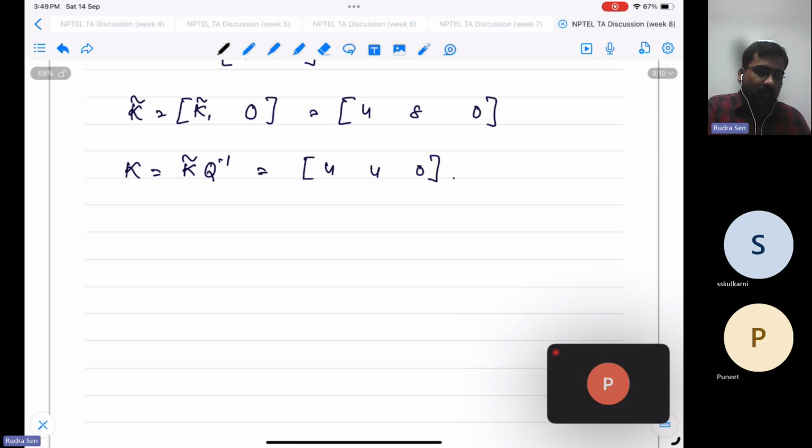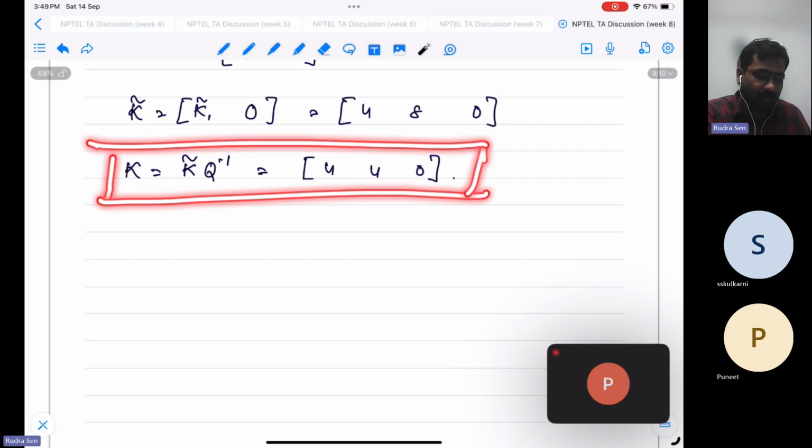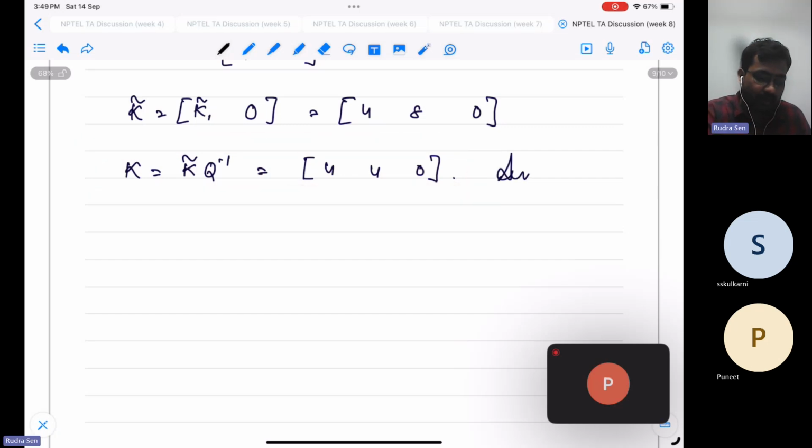4 4 0. So this 4 4 0 is for my original system, where using these two terms I can control x1 and x2, and we do not need any gain to control x3 because x3 is stable. So this is my final system. So this is the answer.